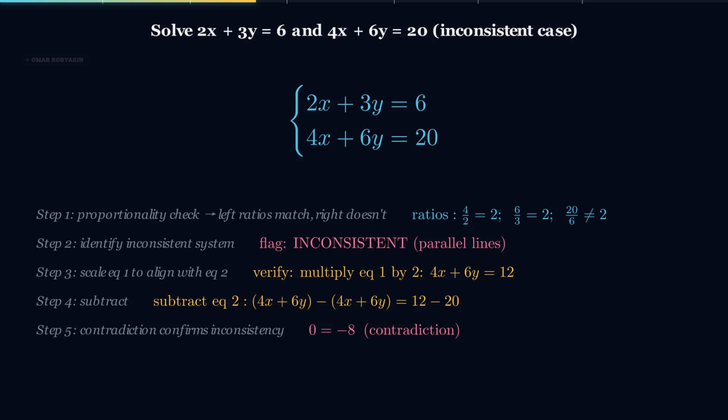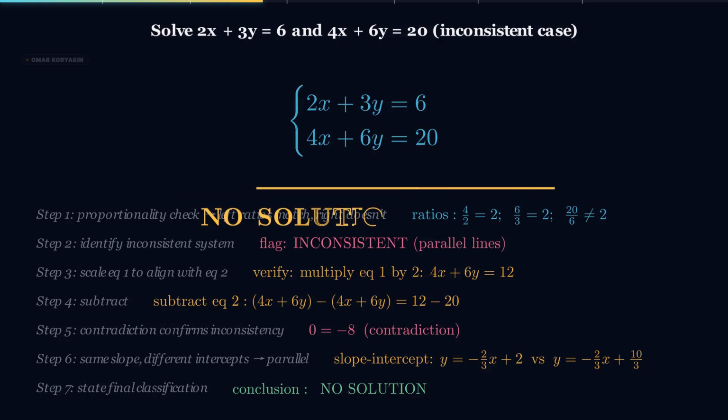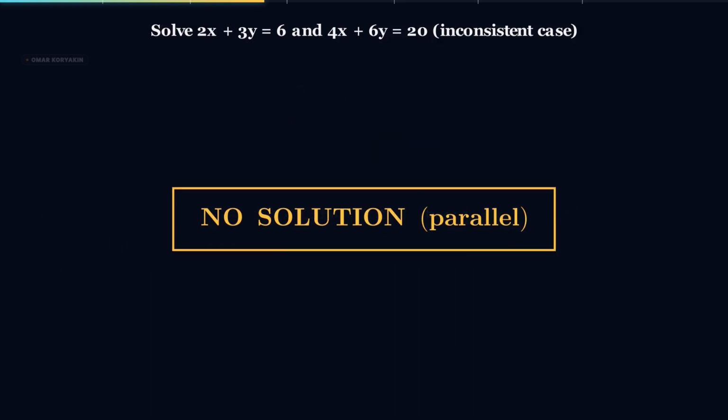The system is inconsistent. The two parallel lines describe two different acceptable y values at every x, so no single x, y pair satisfies both equations. So the system has no solution. The big lesson from this example is the proportionality check as a fast diagnostic for the inconsistent case. When the left side ratios match, but the right side ratio does not, the system is inconsistent and the algebraic methods will produce a contradiction.